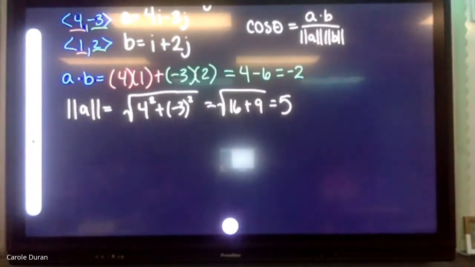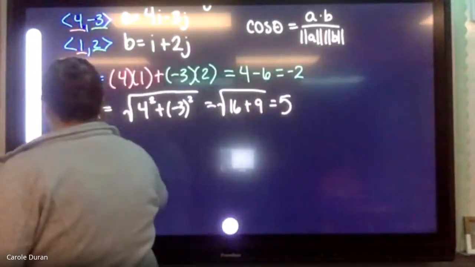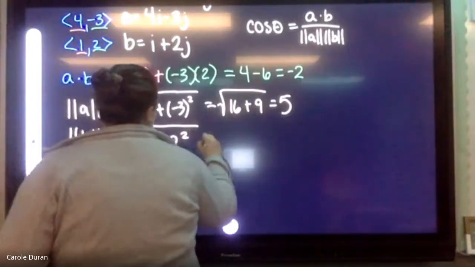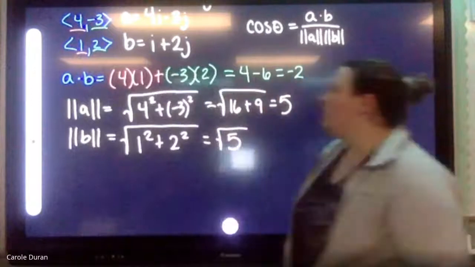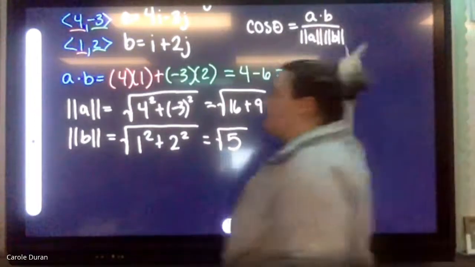I will then go ahead and do the same thing with B. And when I do, I get the square root of 1 squared plus 2 squared, which equals the square root of 5. Any questions so far? So the magnitude is something we've been doing for a little while. That should not be new to us. The only new part was the dot product. And now we're just going to go ahead and put it all together, get back into this cosine equation.